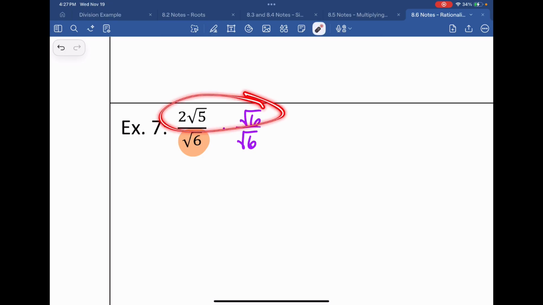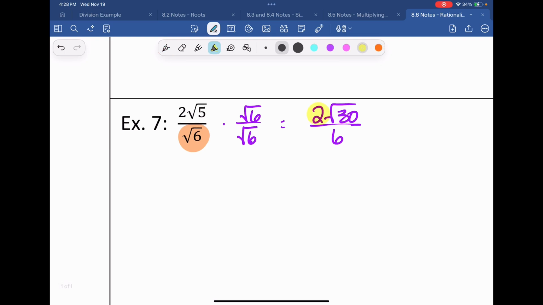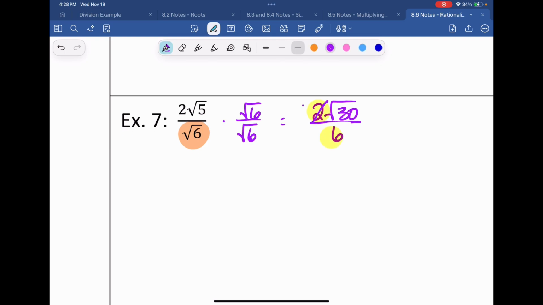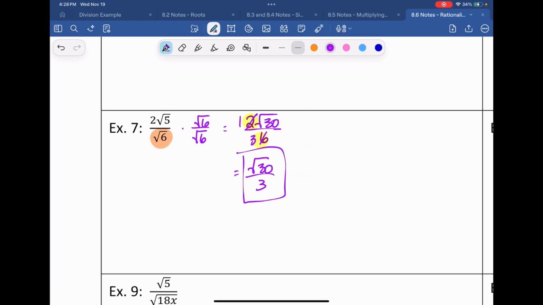So multiply across the top. 2 root 5 times root 6 equals 2 root 30. Root 6 times root 6. At this point, I want you to see that when I multiply a radical by itself, the radical drops. Okay, and then I'm going to reduce. The 2 and the 6 can both be divided by 2. And then we want to check the 30. It's not divisible by anything, so we're just going to leave that. It's not divisible by a square, I should say.